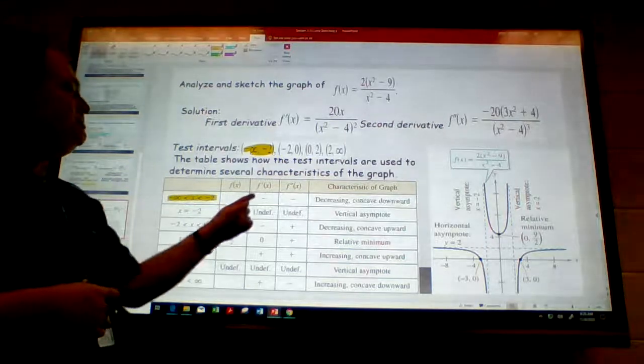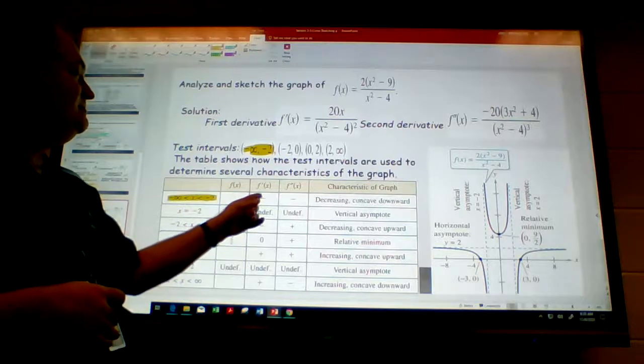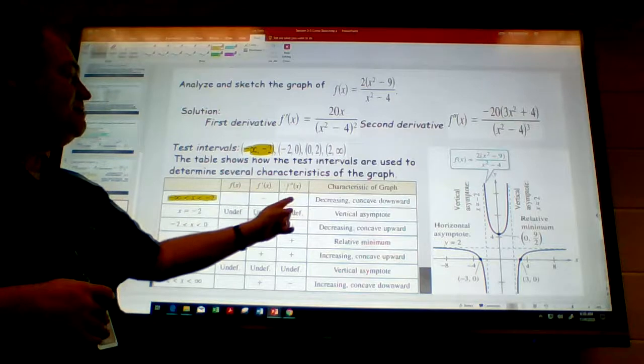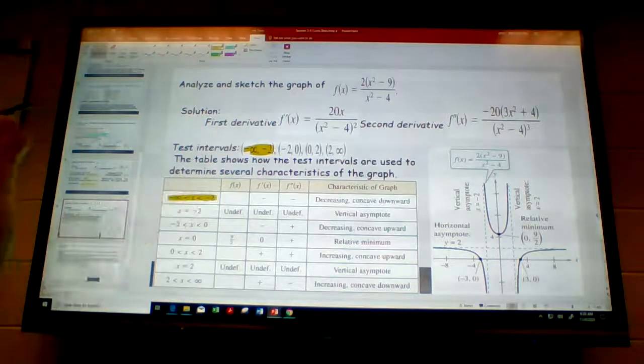Now, if F prime, I meant negative. I apologize. It's negative. F prime is negative. That means the function's decreasing. If F double prime is negative, then that means it's concave downward. And we'll analyze that here in just a minute.